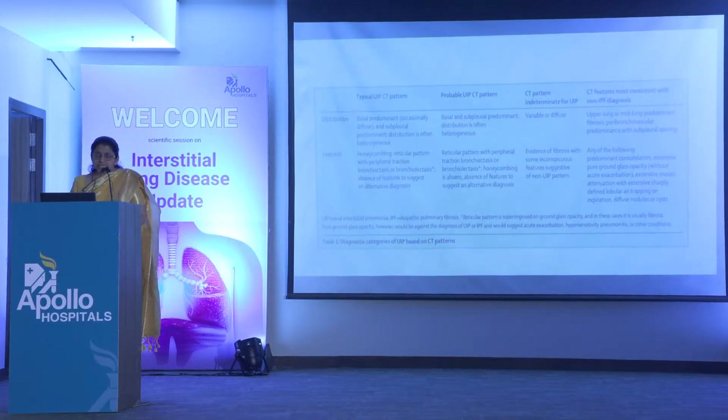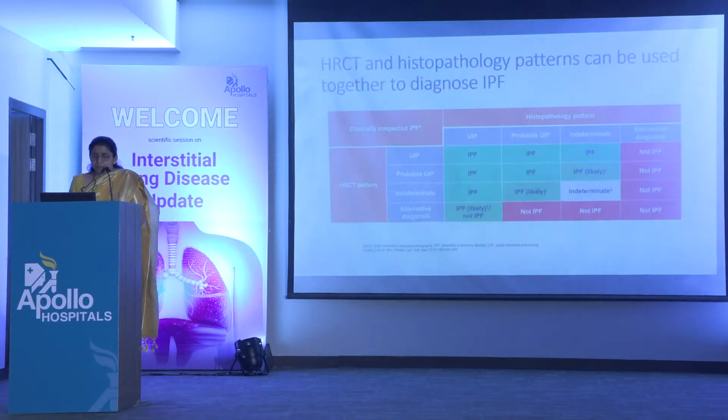So this is about the CT scan pattern. There is typical UIP, probable UIP, CT pattern indeterminate, and an alternative diagnosis. So these are the 4 classifications for IPF, to determine whether there is a UIP or not. Basically, you see those 3 things, whether they are present or not: subpleural fibrosis, traction bronchiectasis, and honeycombing. And then you can correlate it with the CT scan, whether the CT scan is showing typical UIP, probable UIP, indeterminate, or whether it is showing an alternative diagnosis.